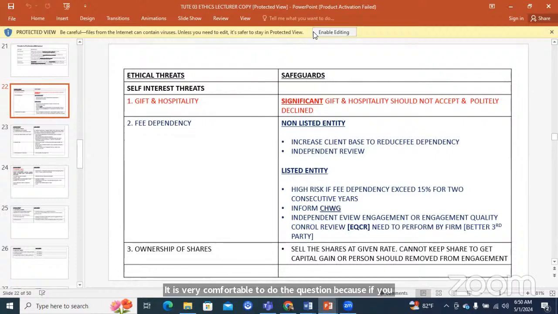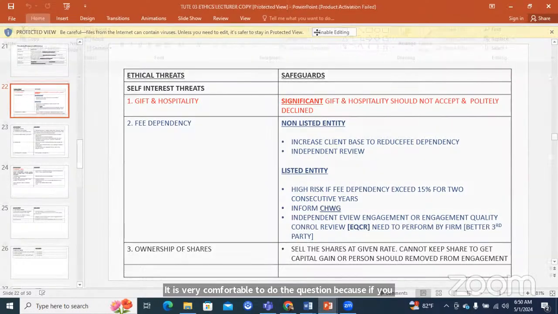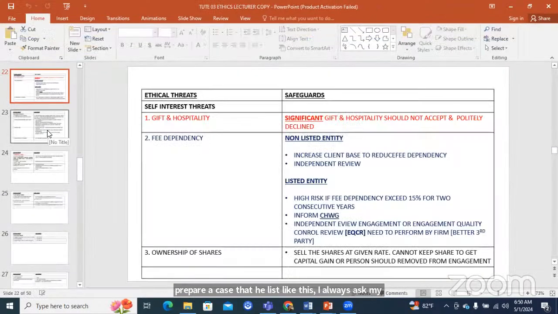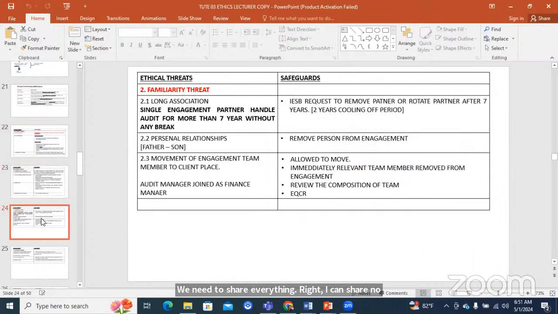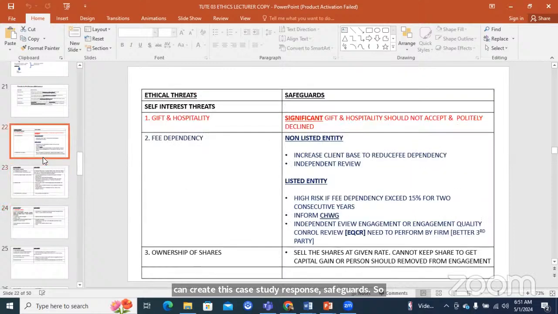I always ask my students to prepare a case study list like this. Now don't ask me to share everything. I can share, no problem, but try to understand. This should come from your side, right? So you should practice more questions. Then you can easily create these case study responses and safeguards. This is what you should learn. This is what you should spend time to prepare. This particular list is ready.